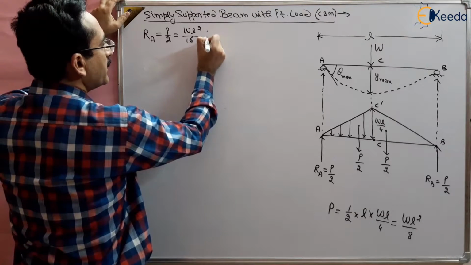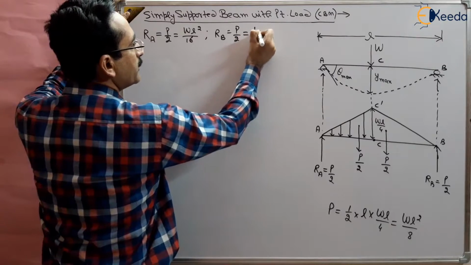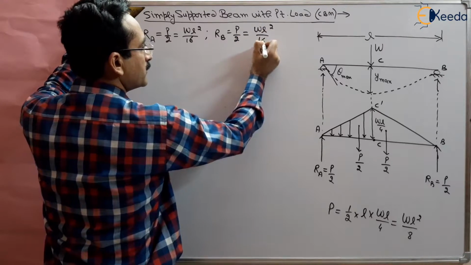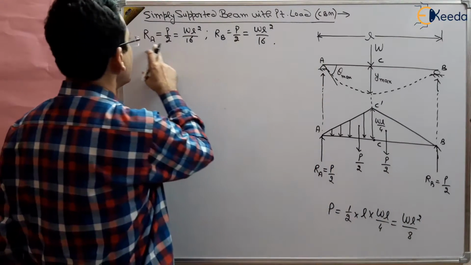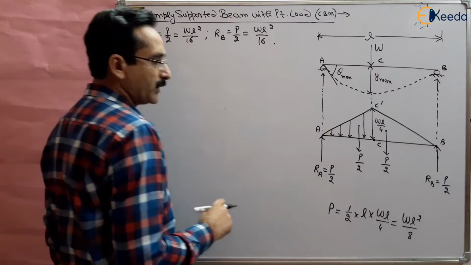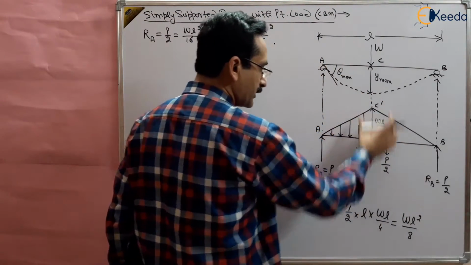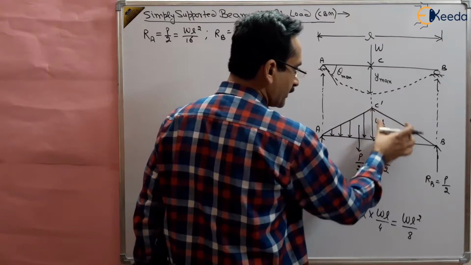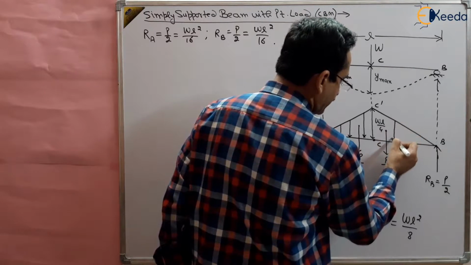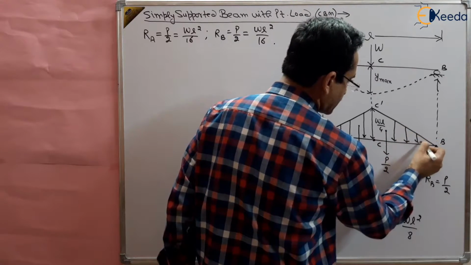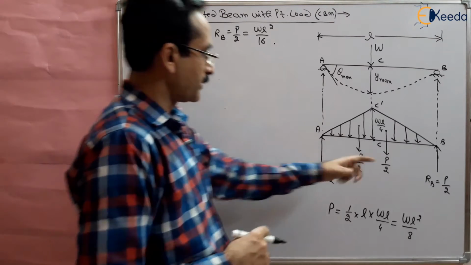And similarly RB will be equal to half of the total load, that is equal to WL square by 16. Because the total load is WL square by 8, so half will be shared by RA and half will be shared by RB, right? And the total load is P by 2 in the downward direction: P by 2 of this triangle and P by 2 of this triangle, right? So this is the way that we have found the reactions of this conjugate beam, RA and RB.